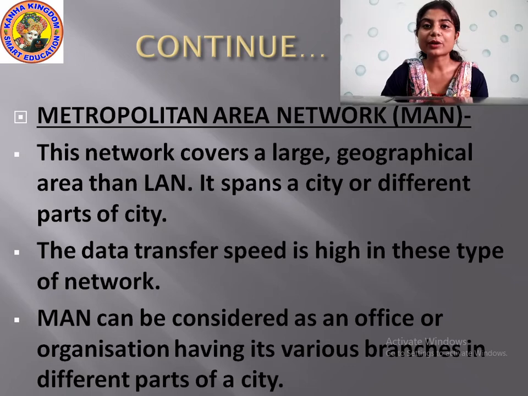Understood? There is a particular network which provides the network to all the computing devices in a city or up to different parts of the city. That means the network can be transferred to a large place or large geographical area. Understood? Then the data transfer speed is high in this type of network. MAN can be considered as an office or organization having its various branches in different parts of the city. It can be considered as an organization which has its branches in different parts of the city also.